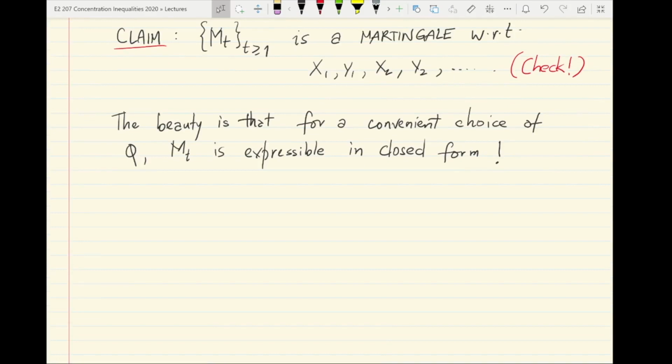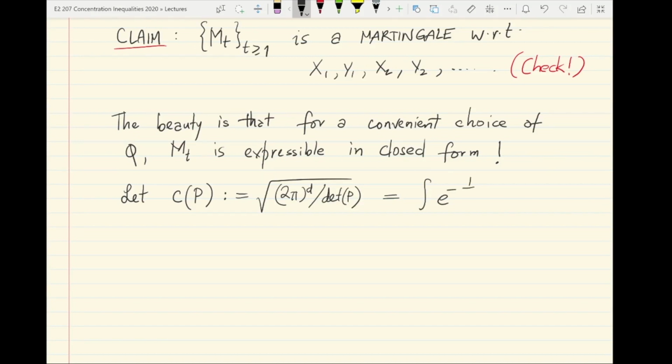So to show this, let us define for any positive definite matrix P, C of P as square root of 2 pi to the D, where P is a D by D positive definite matrix, divided by the determinant of P. So this is also equivalent to the integral of e raised to minus half x transpose Px over R^d, for any D by D positive definite matrix P.